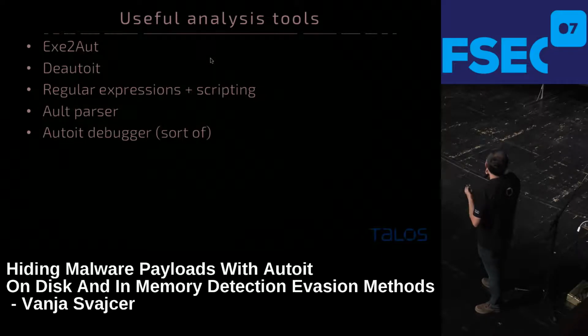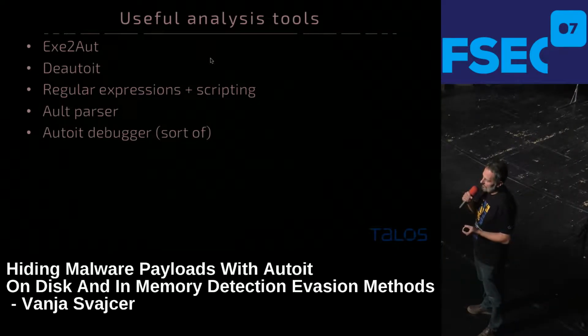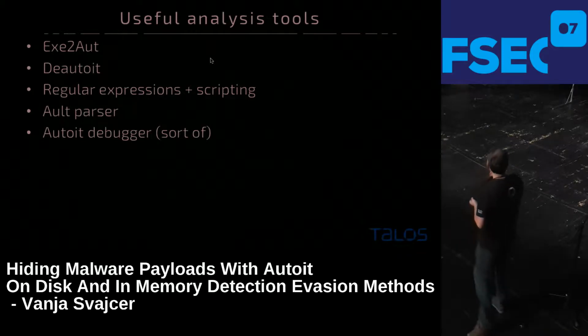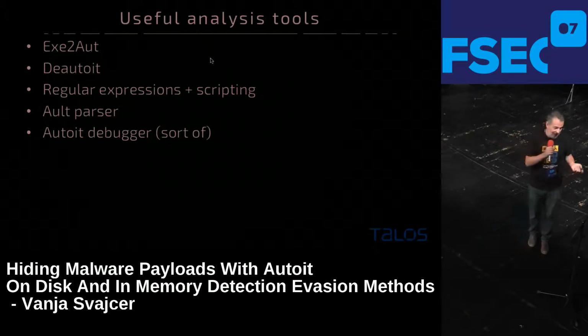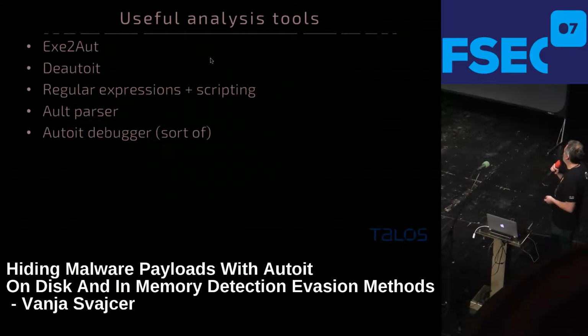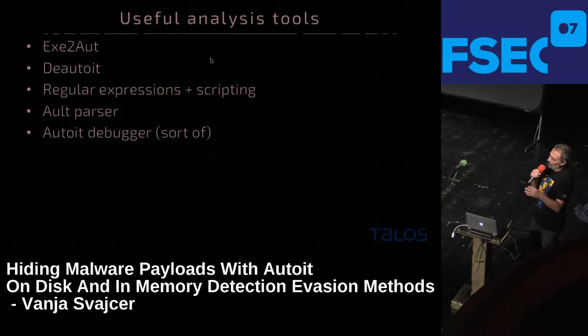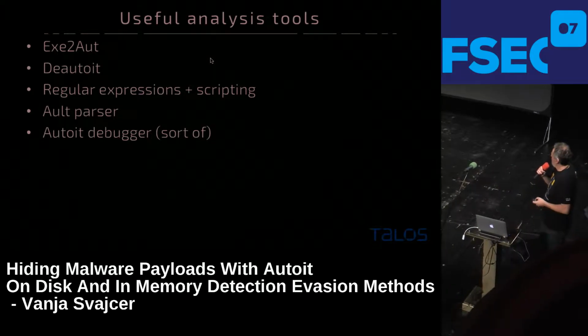Regular expressions and scripting, we saw that before. And then the tool which I really liked, and found recently, is Autoit parser. The parser is written in Autoit again. Somebody was trying to write an Autoit parser in Autoit, which is kind of an interesting exercise, and a sort of debugger. The developers of Autoit are very careful not to allow debugging, knowing that it's very easy to reverse engineer. So the only provision for debugging in the actual Autoit is something like console write or print lines and so on.